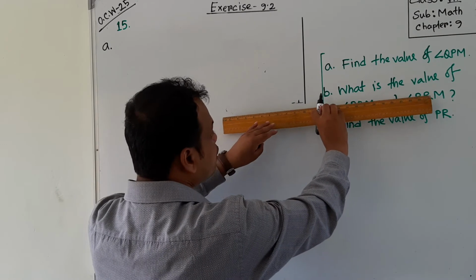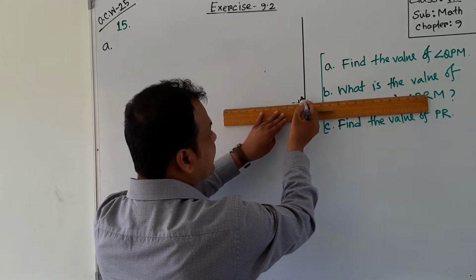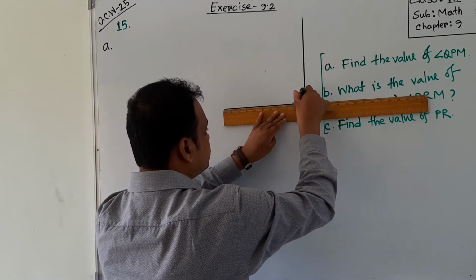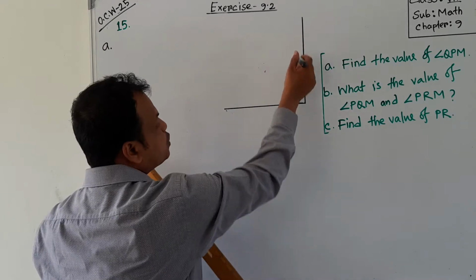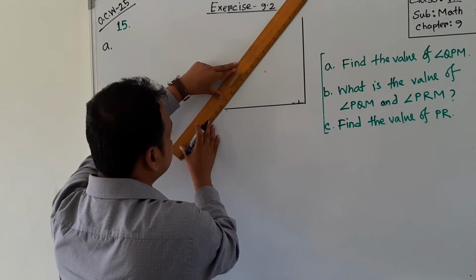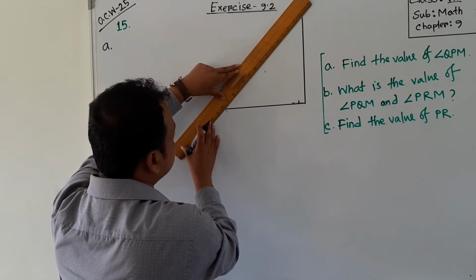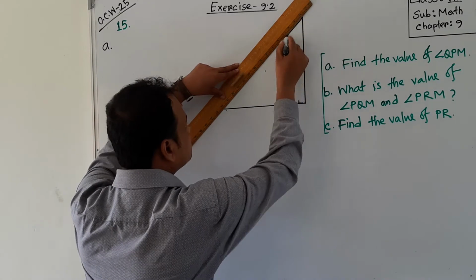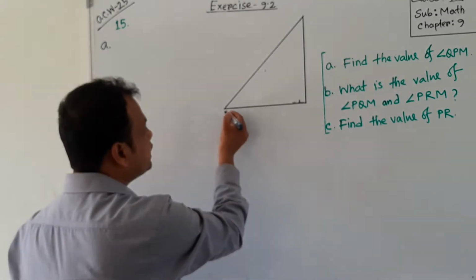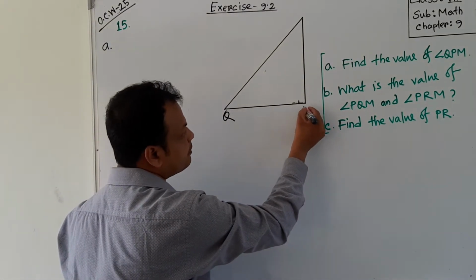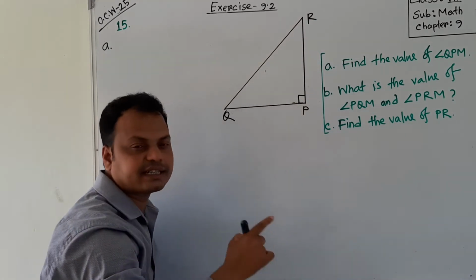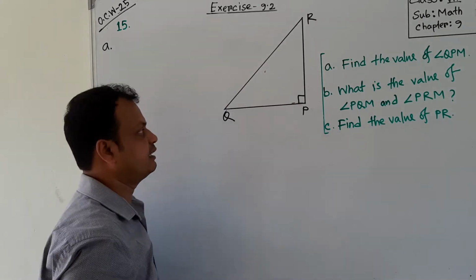Again we will draw a right angle triangle. So this angle will be 90 degrees and these two lengths will be equal. After that we will join the 2 points. So we have got a right angle triangle. Name this point Q, this one P, this one R. This box indicates that this angle is 90 degrees.